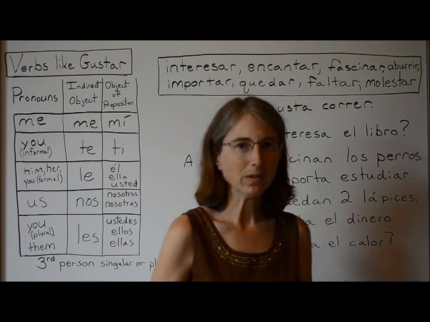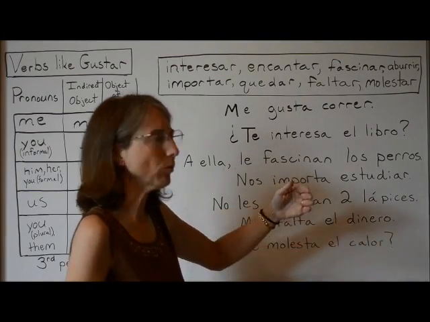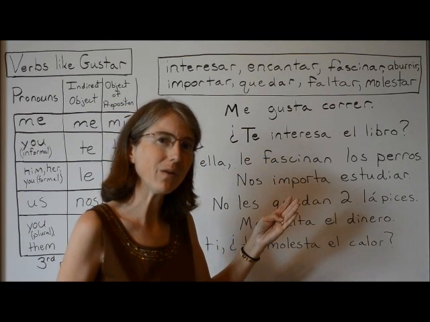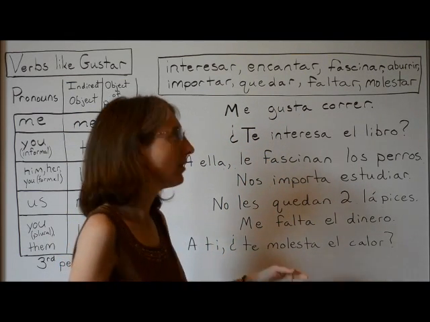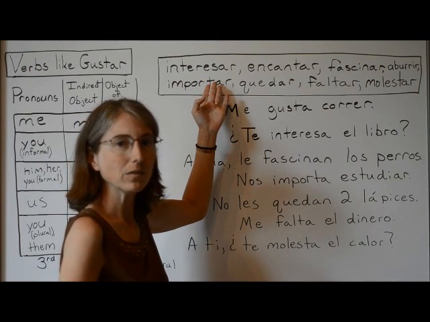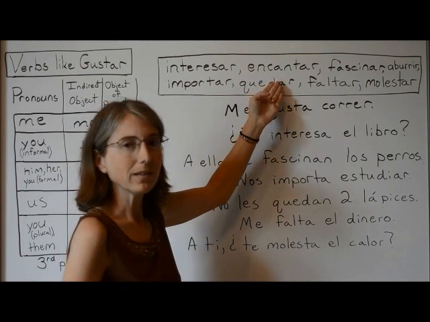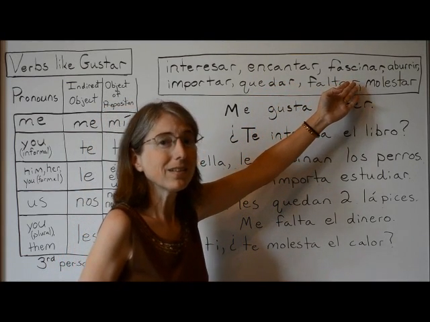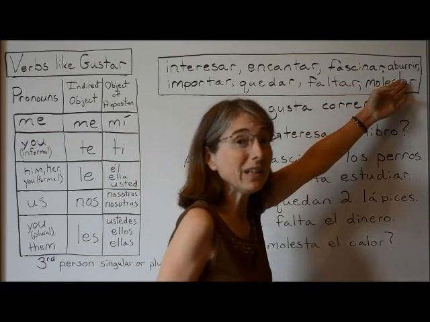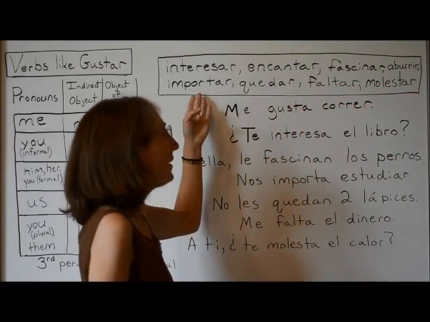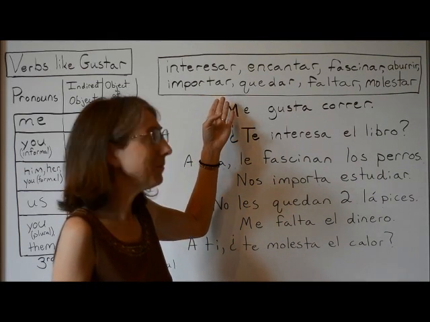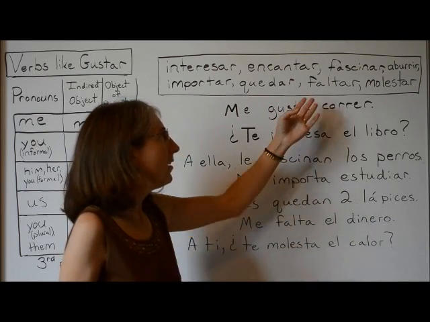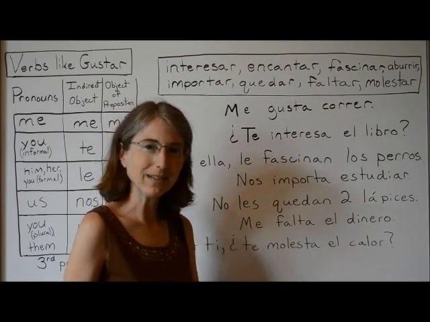So let's look at an example here. Let's look at some verbs first that are like gustar. We have gustar, which normally in English is translated as to like, but we really know now that it means to be pleasing to or to please. Interesar, to be interesting to. Encantar, to be enchanted by. Things are enchanting to me. Fascinar, things are fascinating to me. Aburrir, things are boring to me. Importar, things are important to me. Quedar, things are remaining or left to me. Faltar, things are missing and it's happening to me.